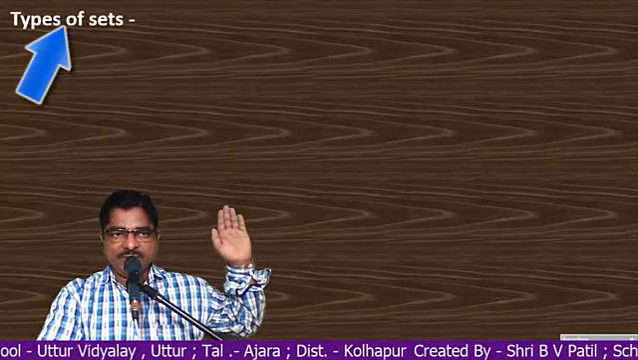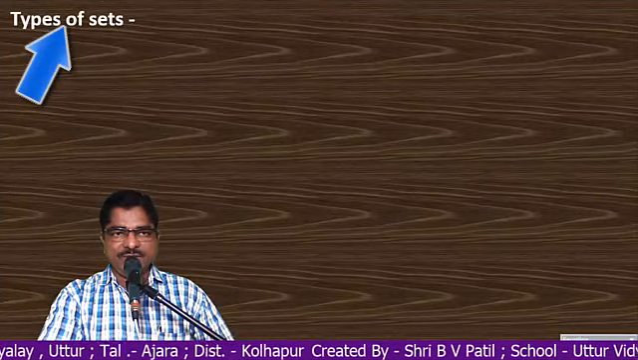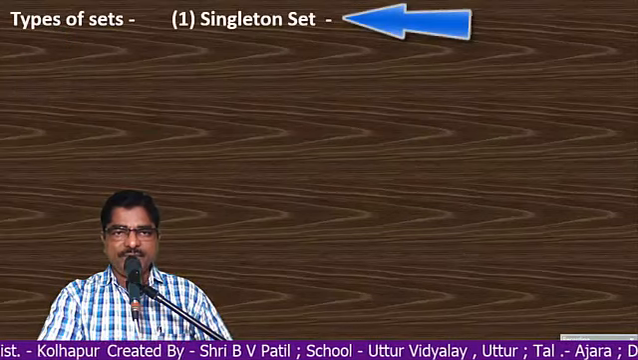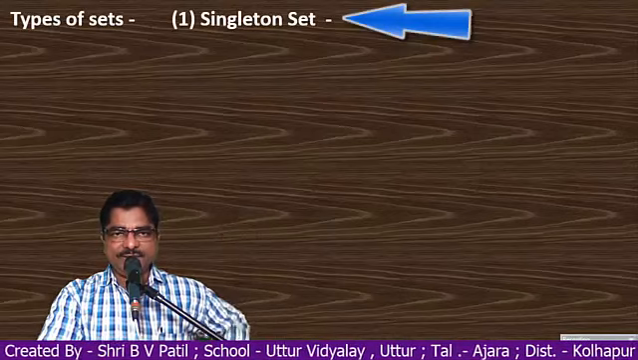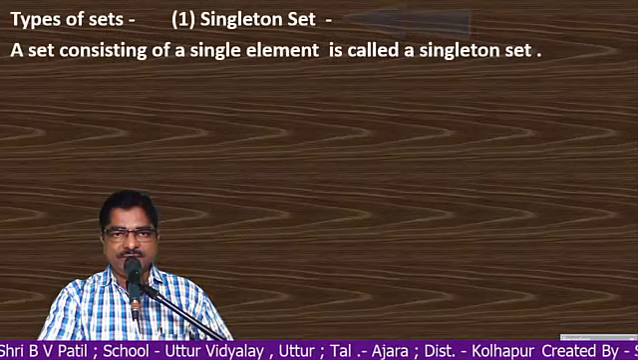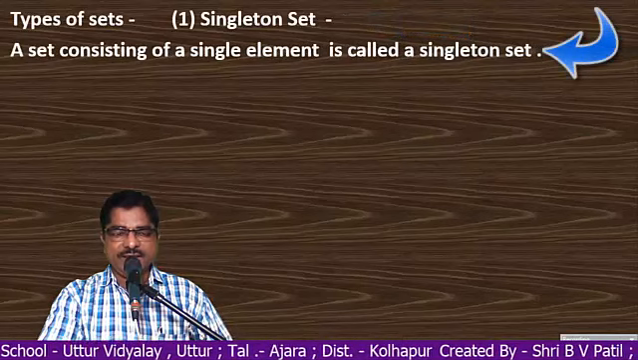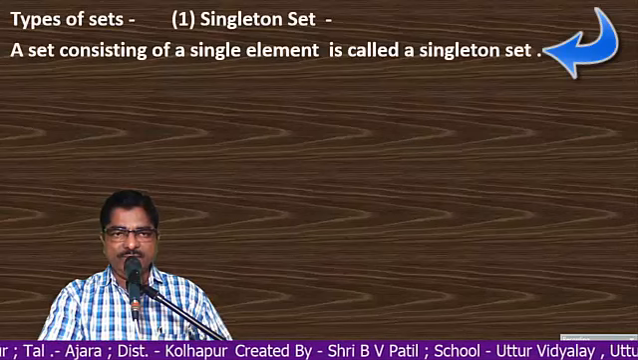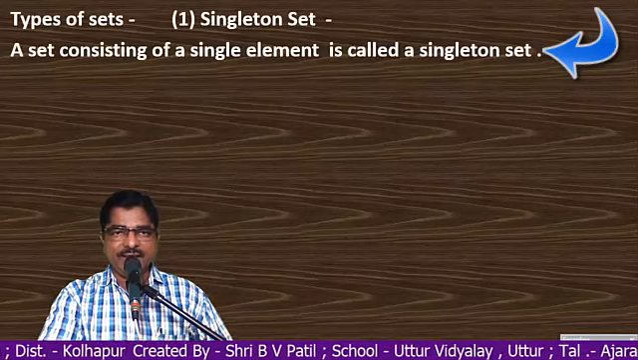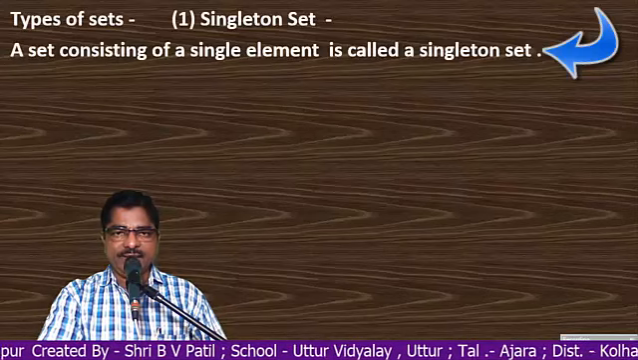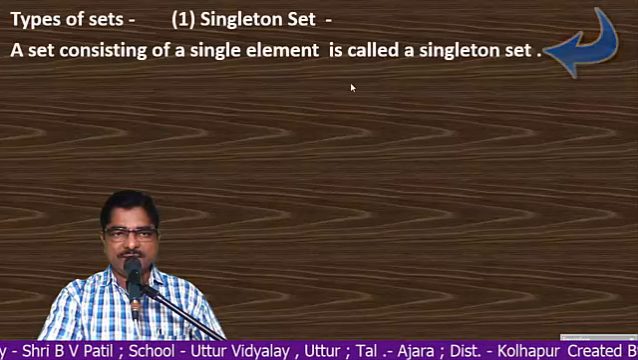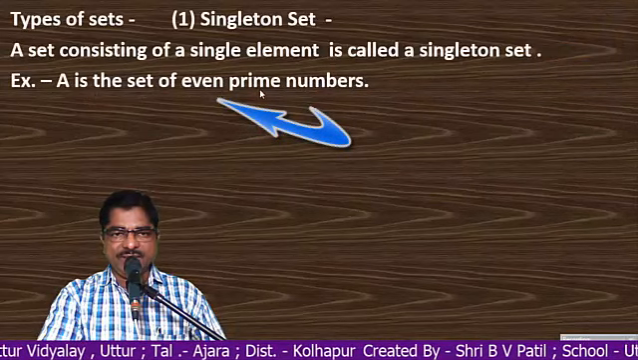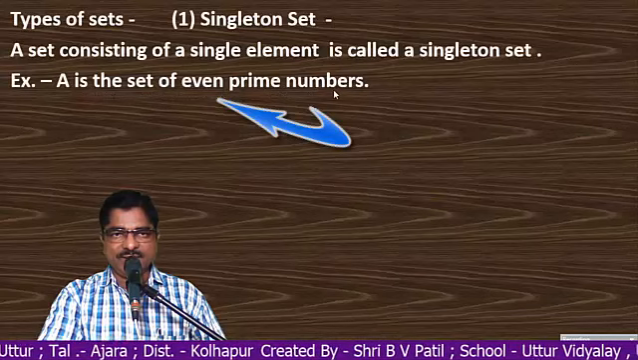Today we discuss types of sets. First type is singleton set. Means a set consisting of a single element, only one element present in that set, then that is called a singleton set. For example, A is the set of even prime numbers.